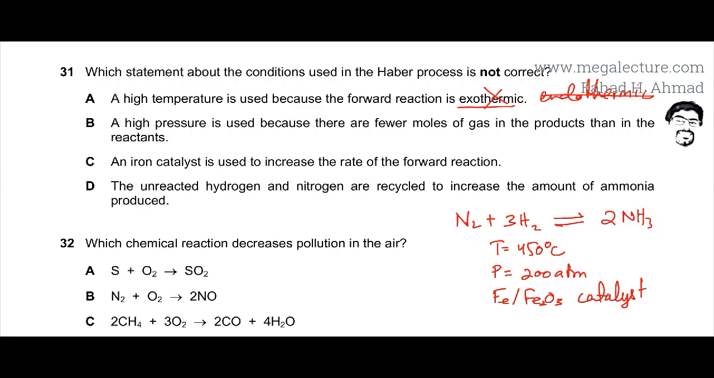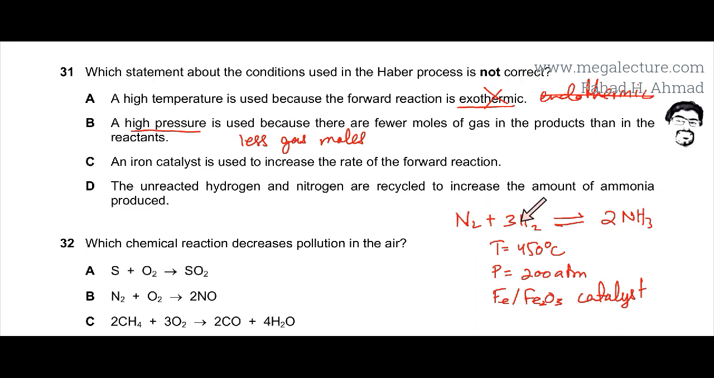Let's move to the next statement, which is that a high pressure is used because there are fewer moles of gas in the products than in the reactants. Whenever you increase pressure, the side with fewer gas moles is favored, because when you're increasing pressure, you're compressing. If you're compressing, the space is running out and fewer gas molecules will be produced. So in the product there are 2 molecules, in the reactants there are 4 molecules of gas.